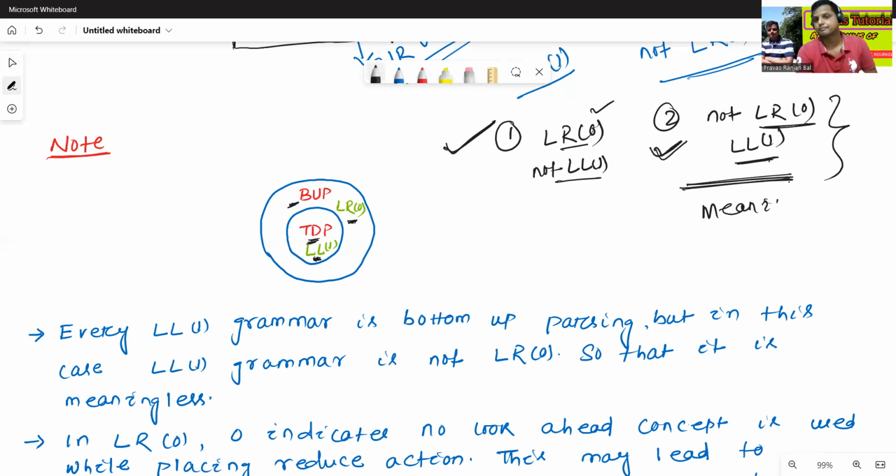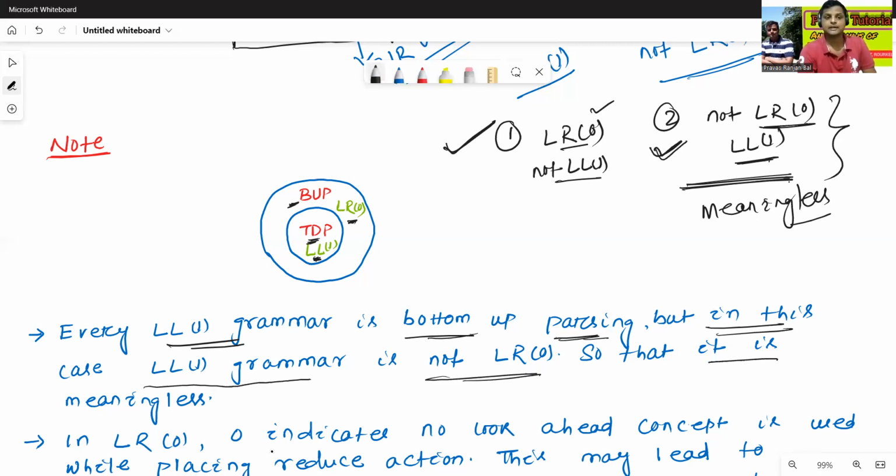Why it happened? This is a very important question. See, every LL1 grammar should be a bottom-up parsable grammar, but in this case the LL1 grammar is not LR0, so it is meaningless. Why it happened? Just see.